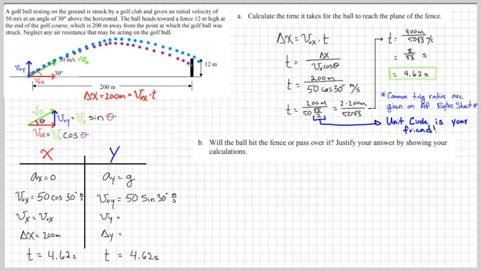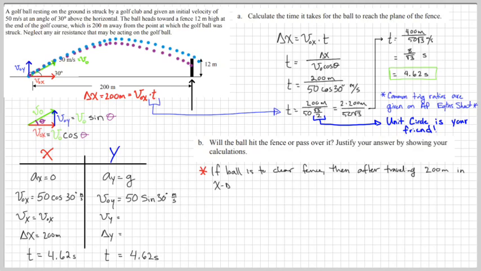What's important is that we figure out whether or not its change in vertical position after it's moved horizontally 200 meters is 12 meters or higher. If it's less than that, it means it hits the fence. If it's more than that, it means it's passing over the fence. So our cue here is that if the ball is to clear the fence, then after traveling 200 meters, which we know takes 4.62 seconds in that x direction, it must have a delta y, or a change in vertical position, or a height above its initial position of plus 12 meters. That's what we've got to find out.